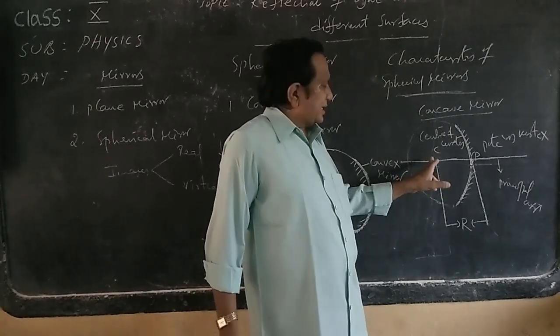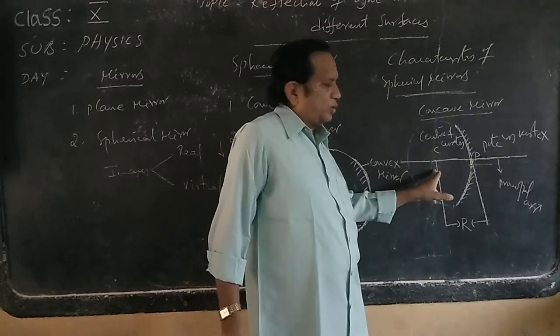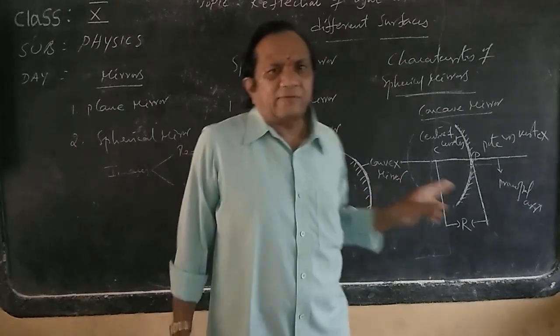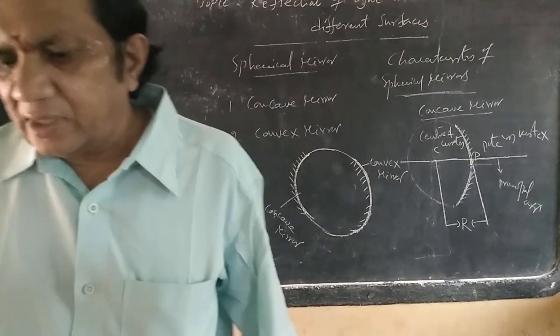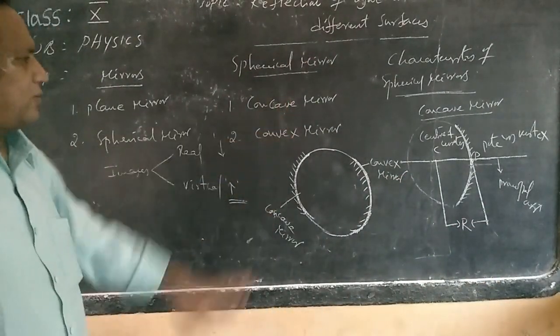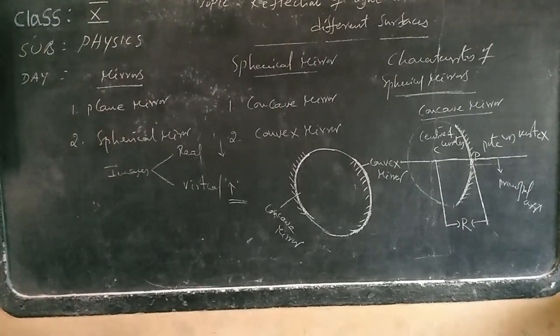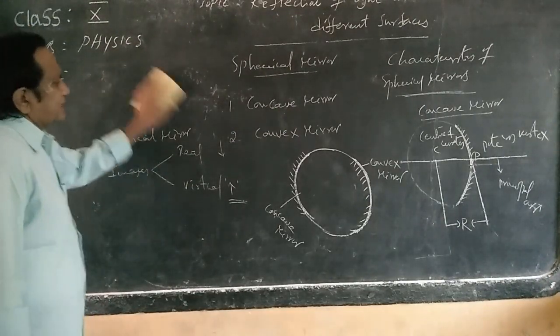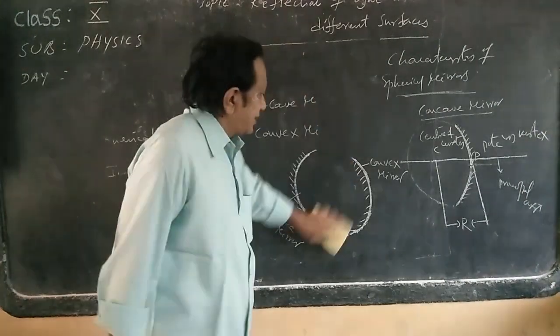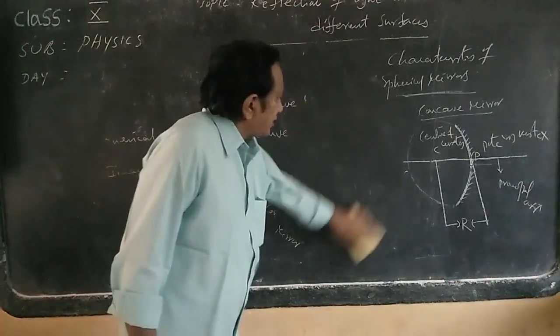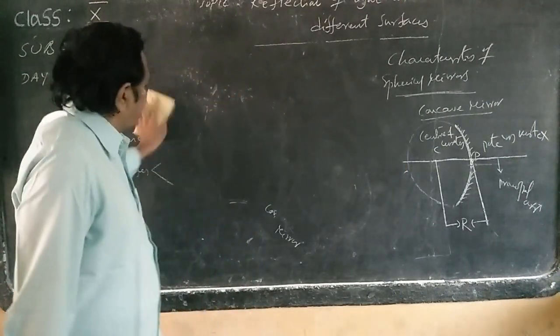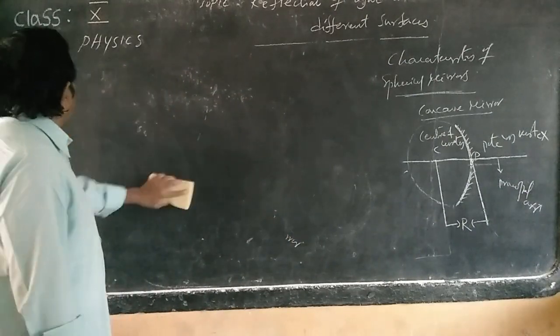Remember that the distance between the center of curvature and pole is called the radius of curvature. That is in case of concave mirror. In concave mirror, I have used these words. Similarly, in convex mirror also I have used the same words. We can define the same definitions.